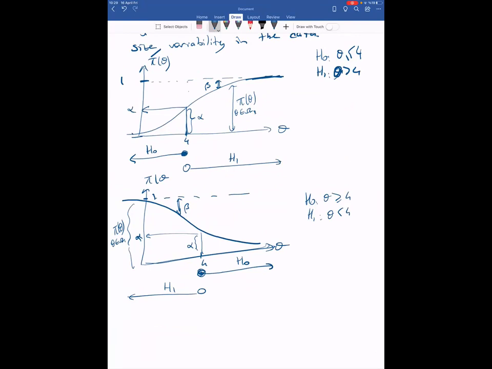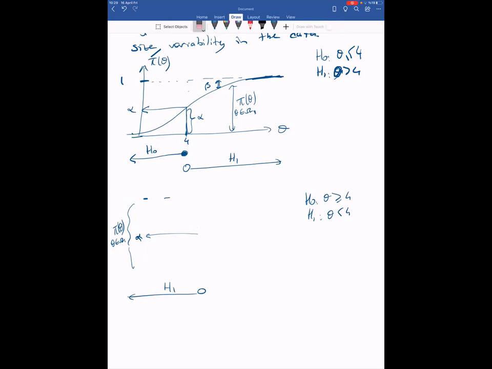I don't have that much space, so I will erase the last thing that I wrote. Get rid of this and give some information related to the p-value.